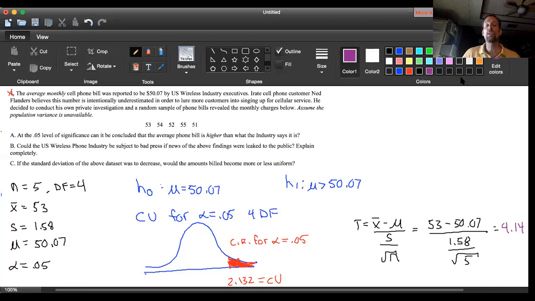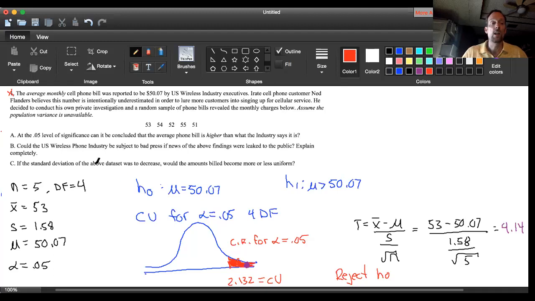Okay, so when we work out our t statistic formula, we get 4.14. I'm going to see where that falls on the curve, and that's clearly falling into the critical region. So my decision rule says if I landed in my critical region, I have enough evidence to reject the null hypothesis. So I'm going to put down that I am rejecting H0. My summary sentence would be that it appears that Flanders is actually correct. The average cellular phone bill really is higher than $50.07.